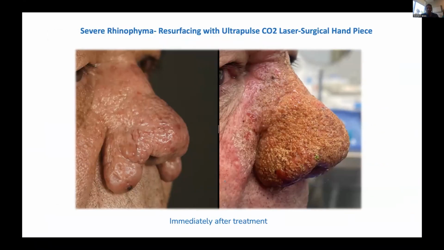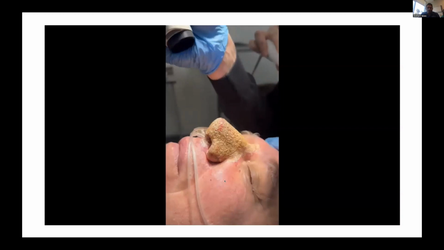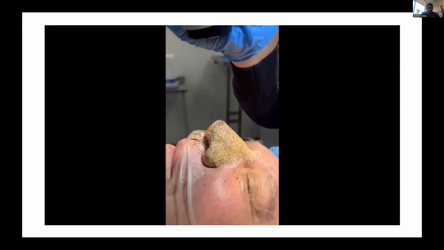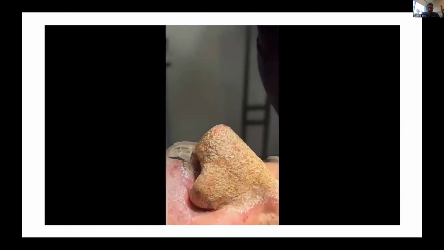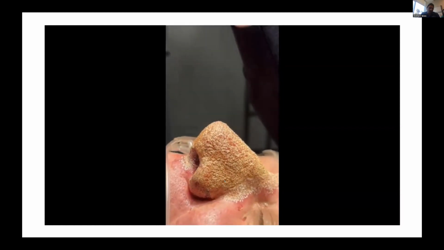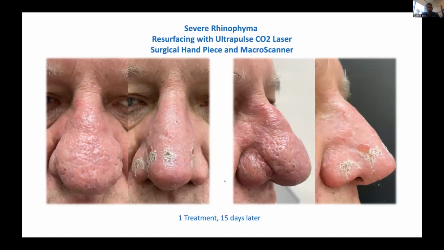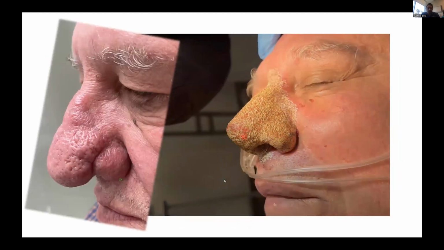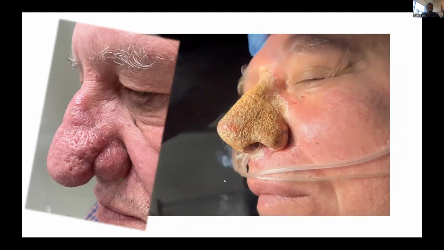In this case, we did a complete facial rejuvenation with a CO2. We can ablate all the skin, and when we do it in a cold way, the recovery time is longer. So this is immediately after the treatment. Here we can see how we ablate the skin, and that way we remodulate the whole process. Here we can see the result after 15 days.